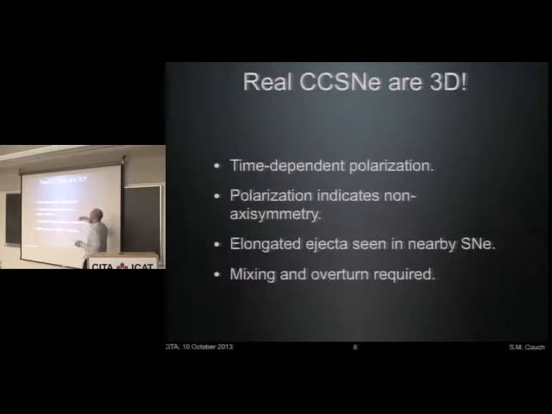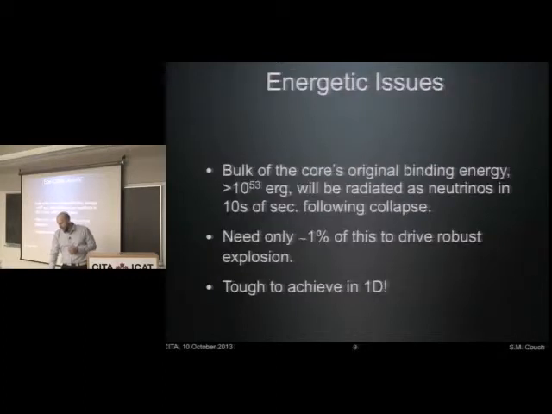We know this from the time-dependent polarization, the loops in the QU plane, the elongated ejecta that we see in nearby supernovae such as 87A and Cas A, and a wealth of other observational evidence indicates that real supernovae are three-dimensional. So we have to understand this problem from a theoretical point of view in 3D. So what do we know?